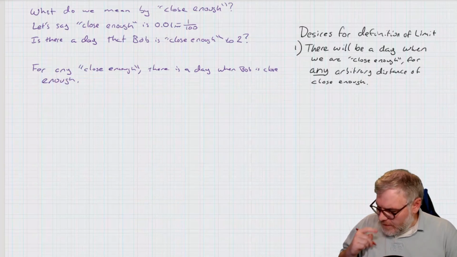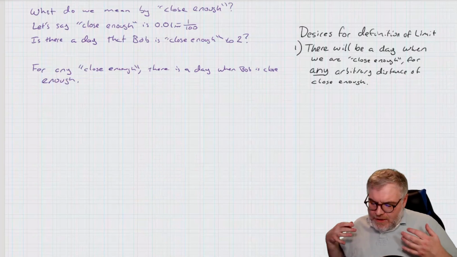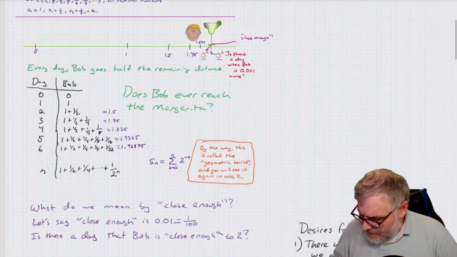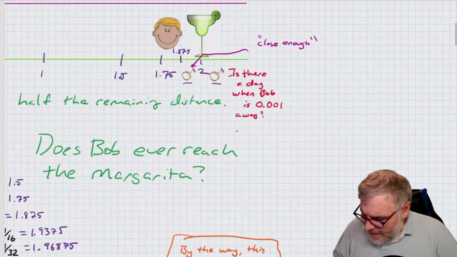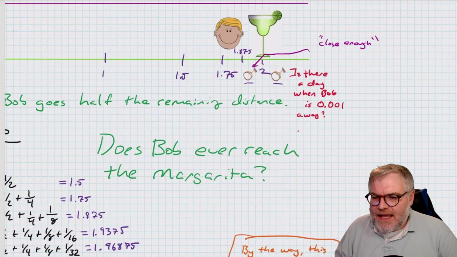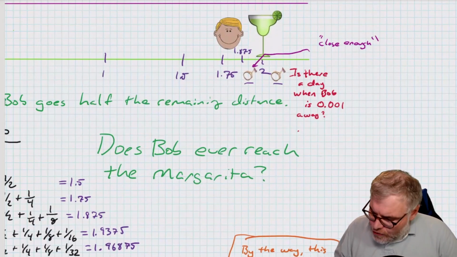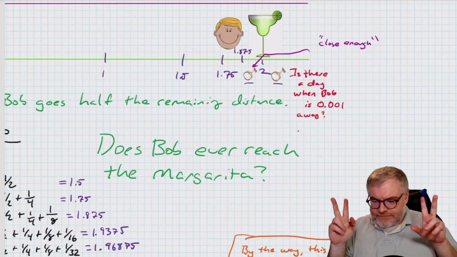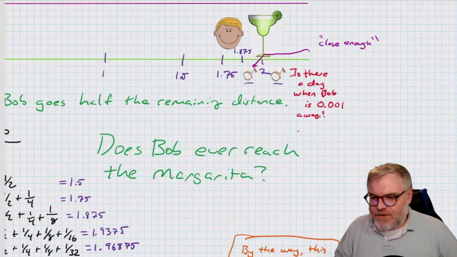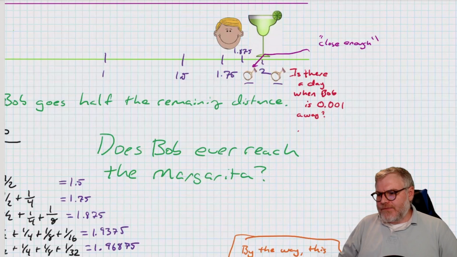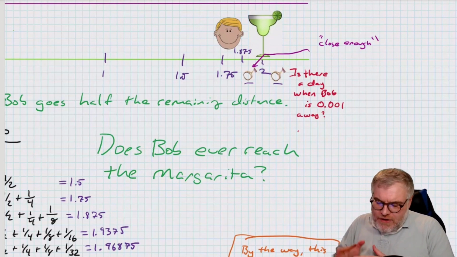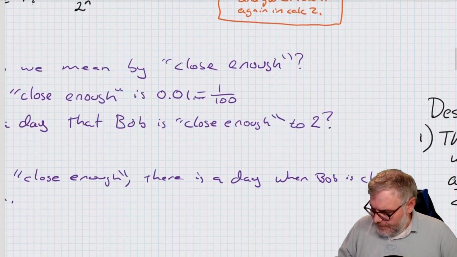Okay. So we want there to be a day when we are close enough for any distance, right? So to go back to our example here, I could make this 0.00001. And there is a day when we are close enough to the margarita to be inside 0.001. So that's the first behavior I want. I want to be able to get arbitrarily close.